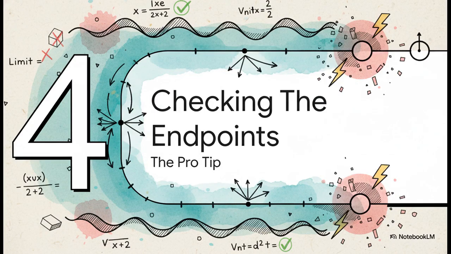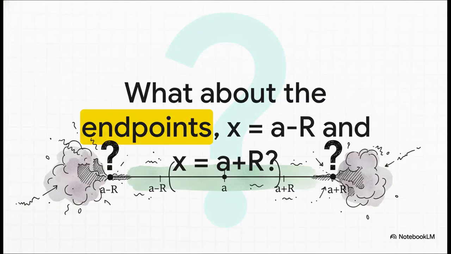Let's really zero in on that 3rd step. Seriously, I'm calling this the pro tip because forgetting to check the endpoints is, hands down, the #1 mistake students make. The ratio test is great, but it has a blind spot. It fails right at the boundaries of the interval, so you have to deal with them separately. Think of it like this. The ratio test gives you everything inside the interval. It tells you with total certainty what happens between a minus r and a plus r.